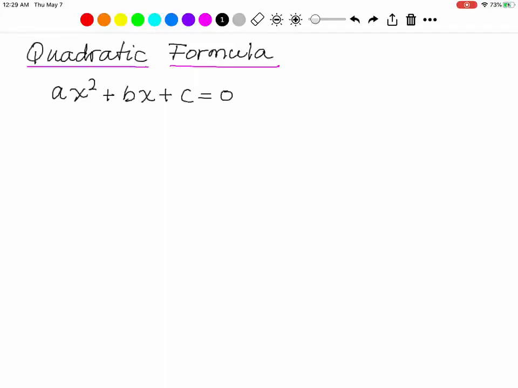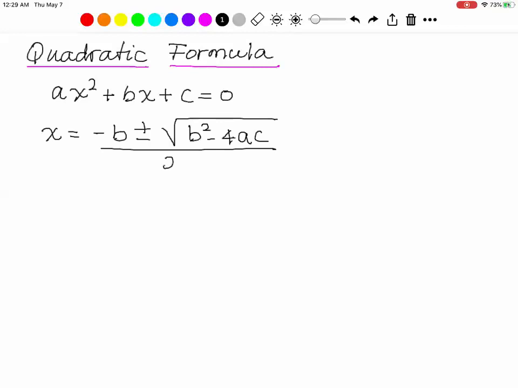Hi everyone. We are going to discuss how to solve a quadratic equation using the quadratic formula. If you have an equation of the form ax squared plus bx plus c equal to 0, you can find the solutions to this equation by using the quadratic formula, which is x is equal to minus b plus minus root of b square minus 4ac over 2a, where b square minus 4ac is called the discriminant.